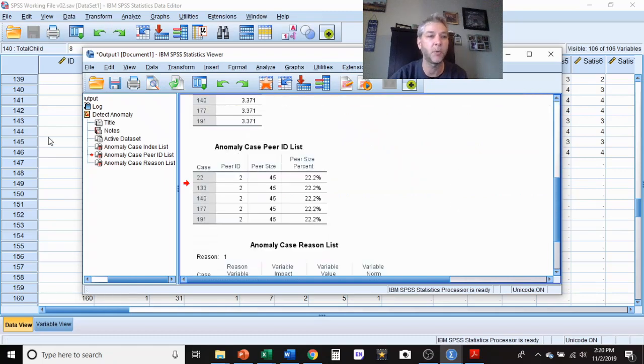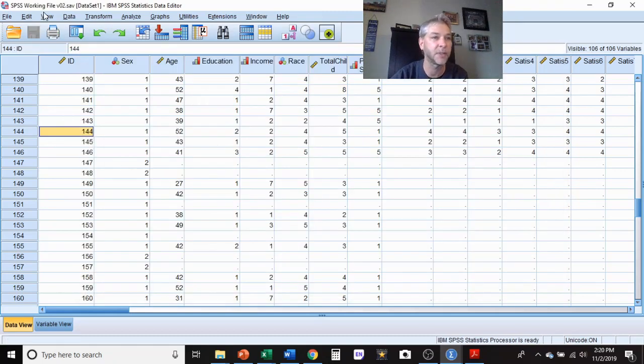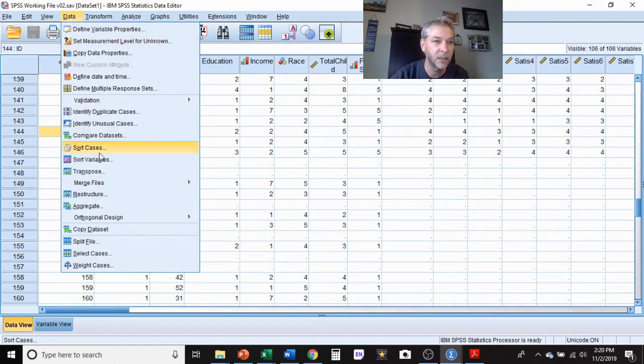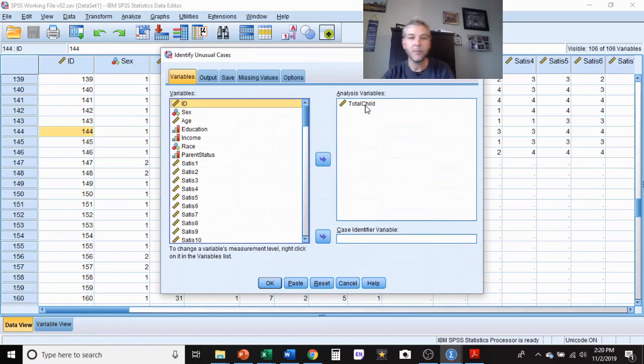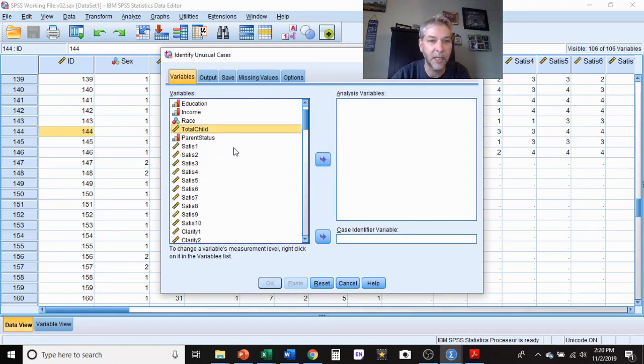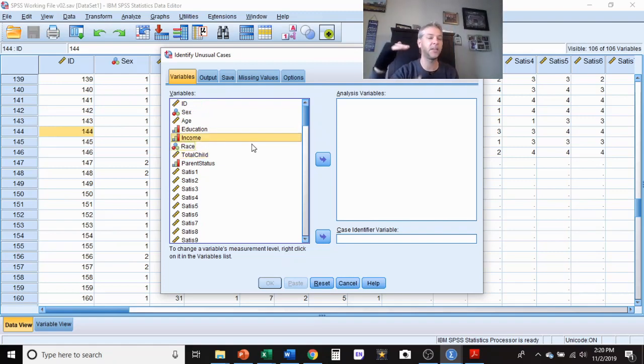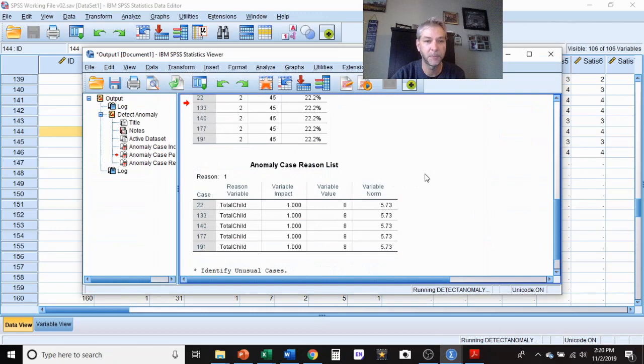Let's take a look at one other one just to see what happens. Let's take a look at data. Let's again do identify unusual cases. I'm going to move that one over and get it out. And let's see if there's anything as far as, let's say, income. So our income, I think, had maybe 7 levels of income. Let's put that over, click OK, and see what comes up.